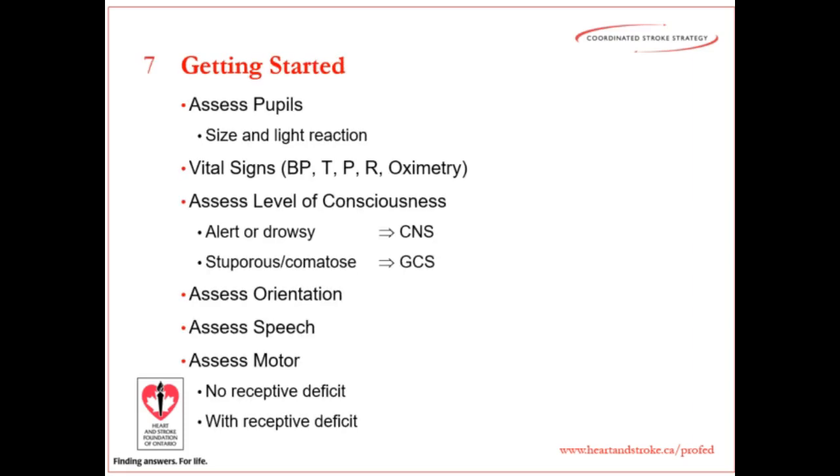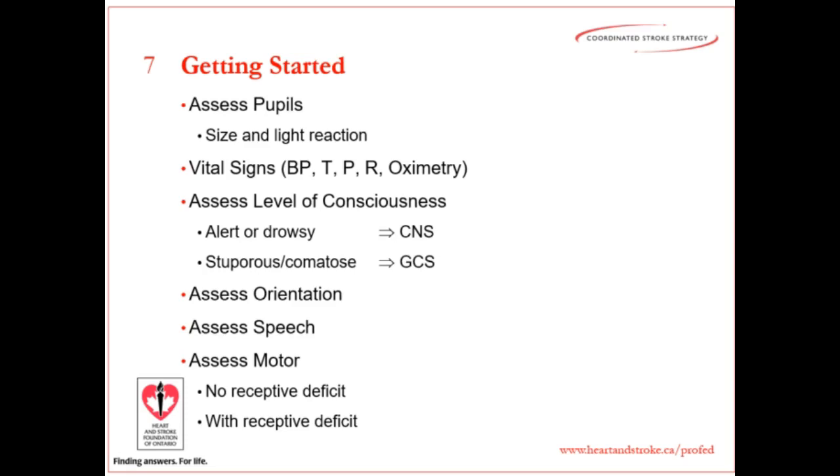So as you're implementing this scale, getting started, the first thing that you're really going to do is assess pupils. You're looking at those for size and reactivity to light. You're also going to do your set of vital signs. Now, any changes to pupils or to vital signs that would be concerning to you would warrant identifying that with a physician. Okay. If not, you can continue on.